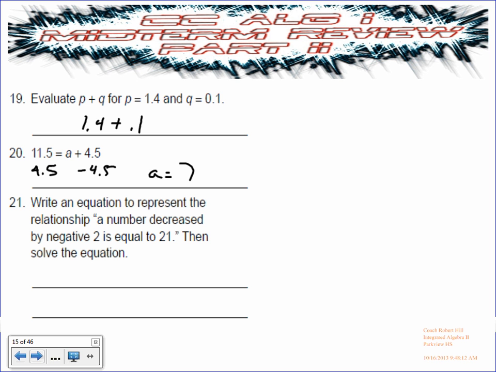Write an expression to represent a number decreased by 2 is 20. So a number is x minus 2. Wait a minute. Look what it says. It says decreased by a negative 2. So it's not decreased by 2. It's decreased by a negative 2, which makes that plus, equals 21. So then solve the equation. X is 19. It's equal to 21. So to solve this problem, I subtract 2 from both sides, and 21 is 19.